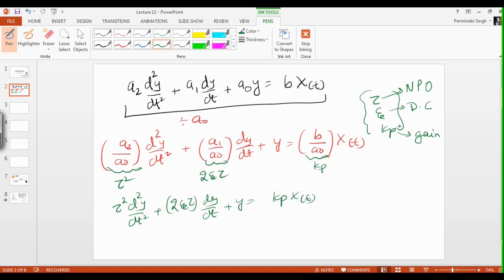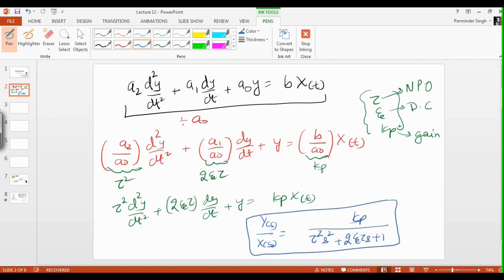Now if you take the Laplace of this equation, we have ys upon xs, which is kp upon tau square s square plus 2 zeta tau s plus 1. It comes out to be this thing. Clear? So you see, in the denominator part of the transfer function we are having a term s square. So s square represents your second order system.